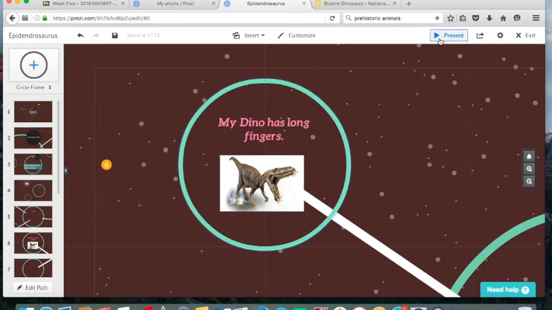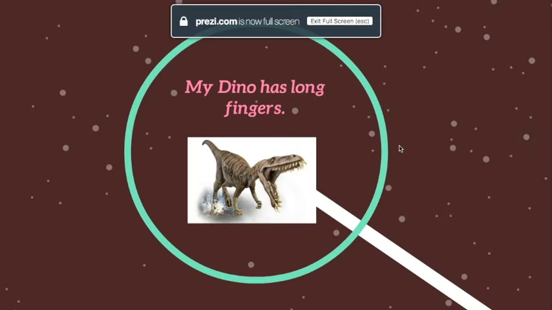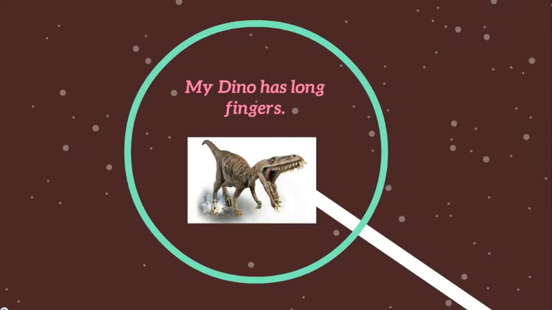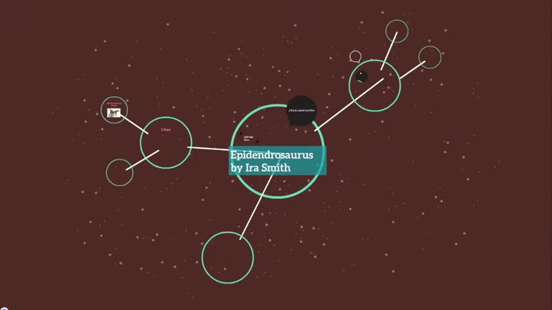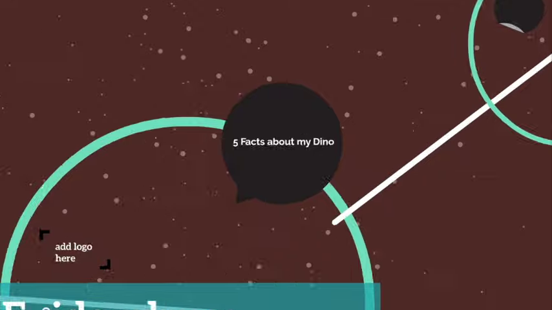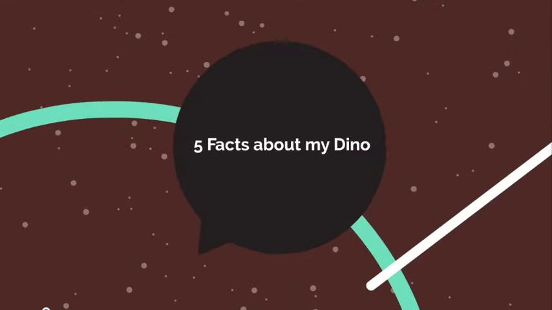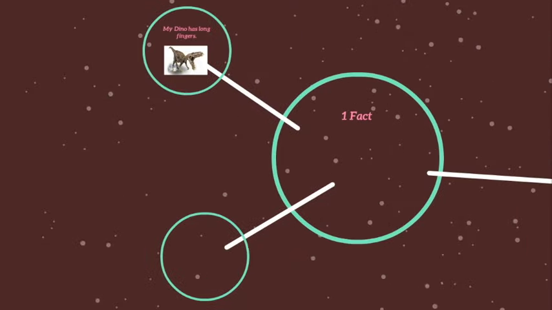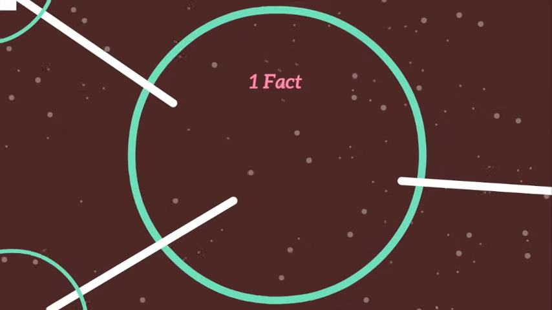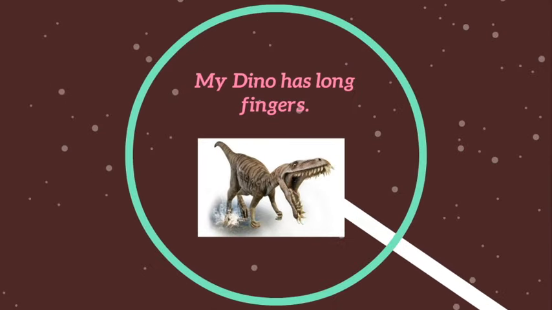We'll present. We'll start from the beginning. So that's the name of our dinosaur and who it's by. And we'll have 5 facts about our dinosaur. And the kids love the movement and the colors of the presentation. It's almost like animation. So I'll go to one fact here, and then that's our facts.